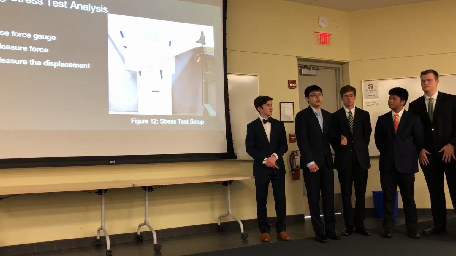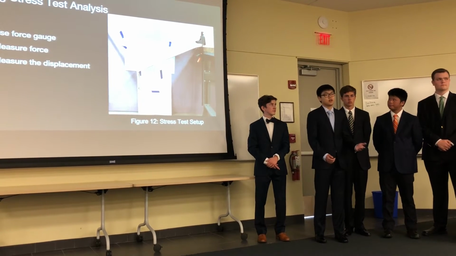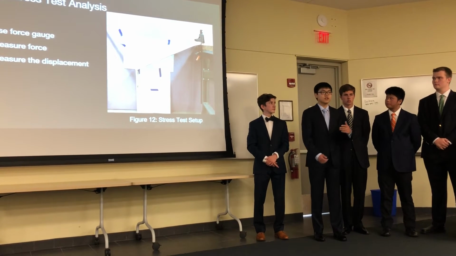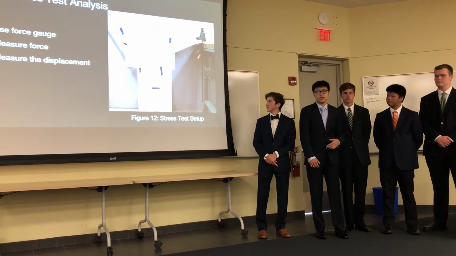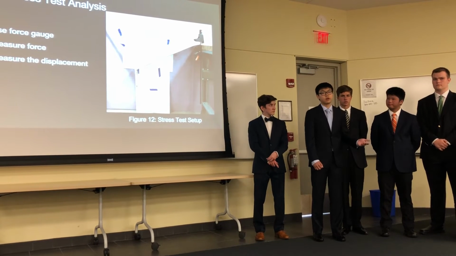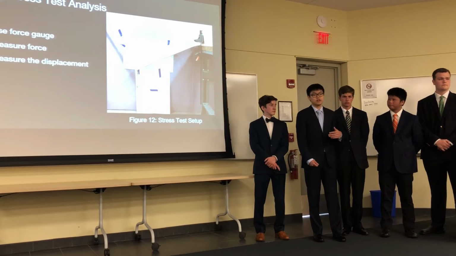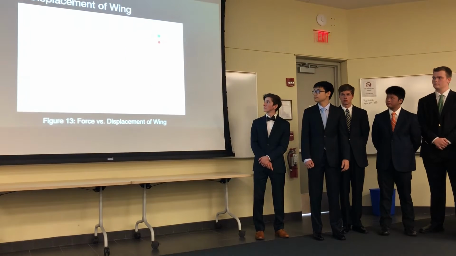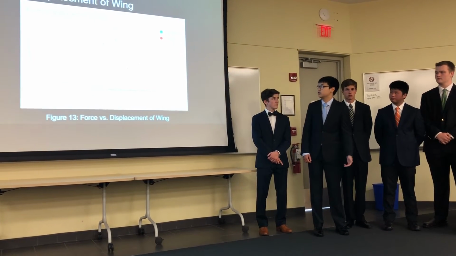In addition to the computer analysis, we also performed a stress test on the physical wing itself. We did this by attaching a force gauge to the edge of the wing, which was clamped to the table as seen in figure 12. The force gauge allowed us to apply certain amounts of force onto the wing, and then we used that to measure the displacement from its original position without any force being applied on it. We then used that data and plotted it on a graph as shown in figure 13.